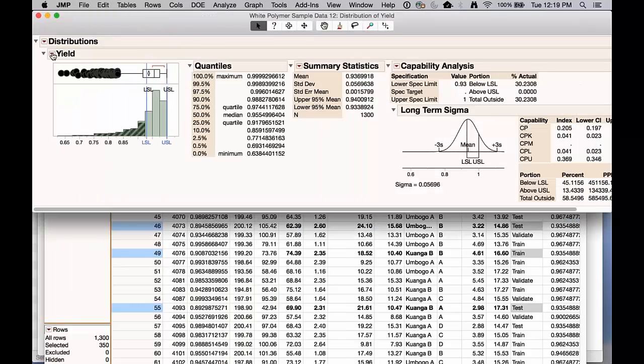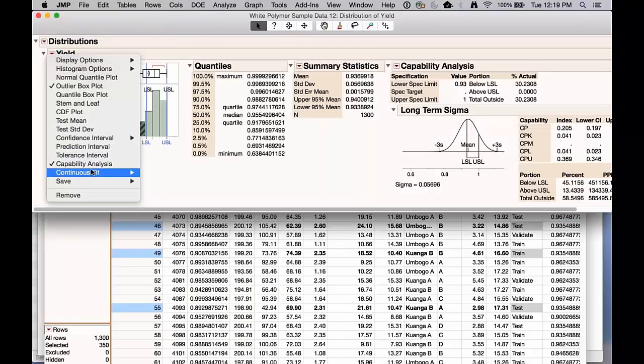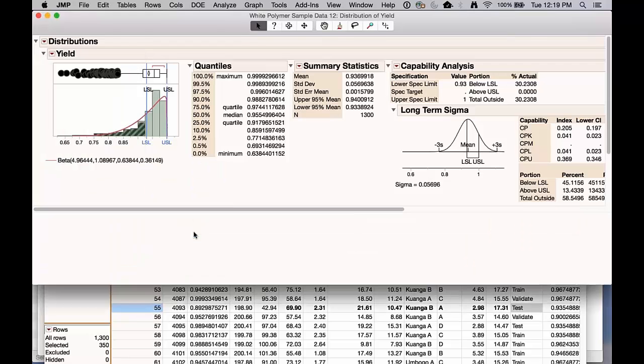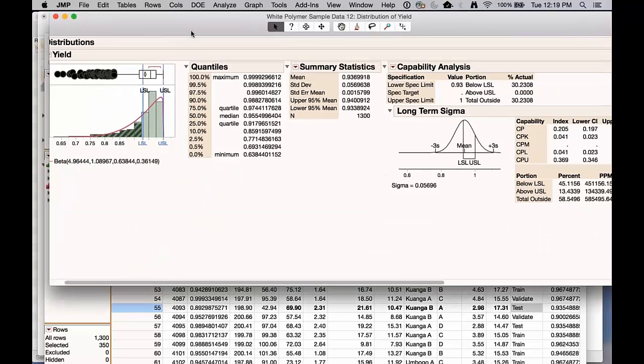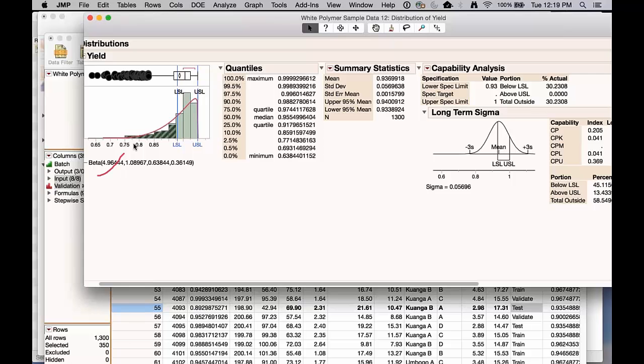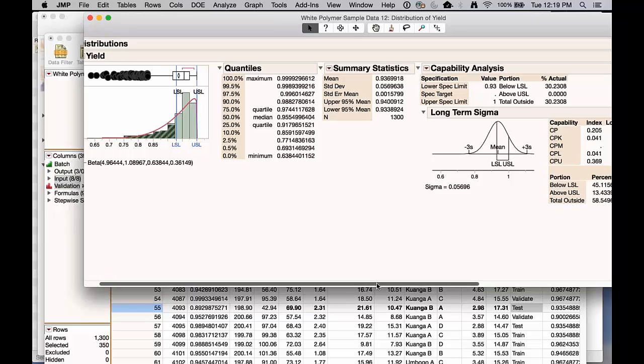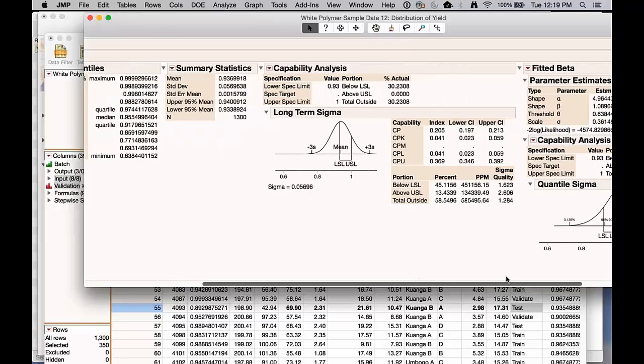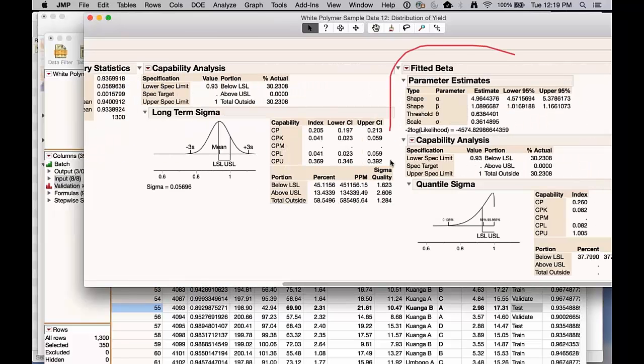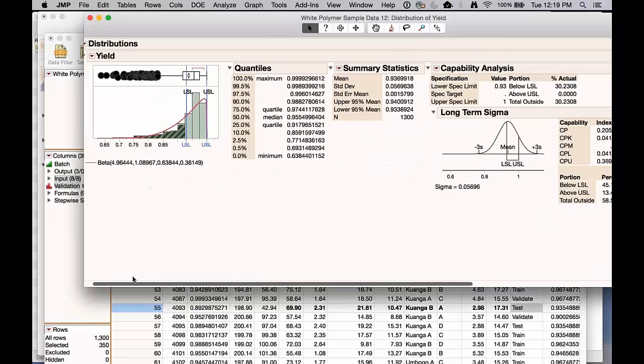I'll force this across. And now I will just ask for this continuous fit, a beta distribution. Now look here at the reference line. The beta distribution's got a little hockey stick here. It assumes you're going to have a skewed distribution. And it's going to move between 0 and 1. Well, this is a percentage. This one works out real nice. And so this beta distribution here, and here's the information on that, is fitting very well. So these are good things to know.